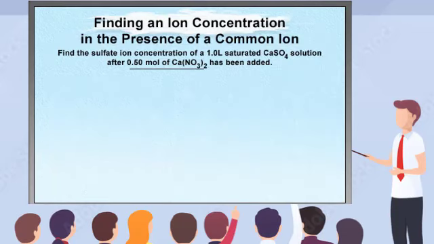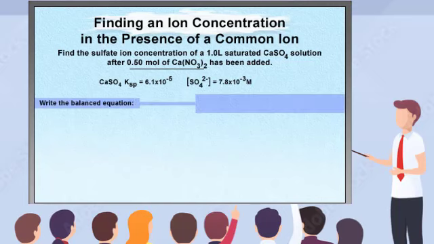Suppose you are asked to find the sulfate ion concentration of a 1 liter saturated solution of calcium sulfate after 0.5 moles of solid calcium nitrate has been added. You are given that the KSP value of calcium sulfate at 25 degrees Celsius is 6.1 times 10 to negative 5, and that the saturated sulfate ion concentration for calcium sulfate in water is 7.8 times 10 to negative 3.